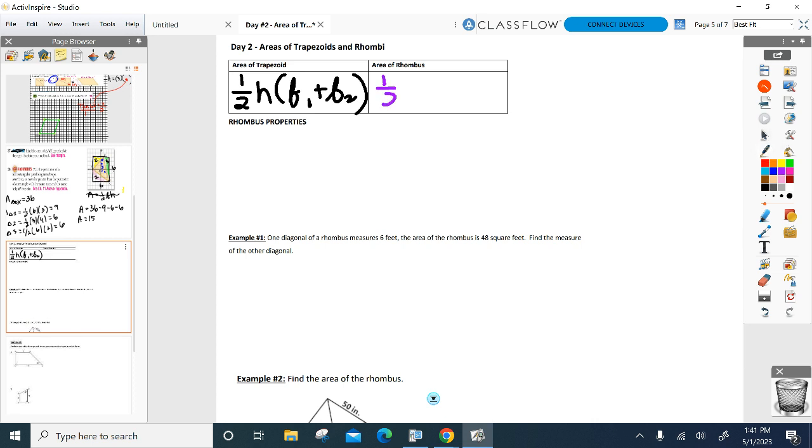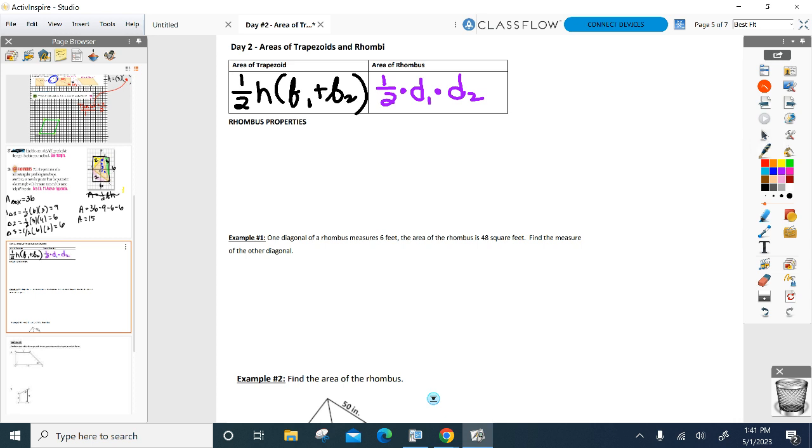1/2 diagonal 1 times diagonal 2. D1, D2. Remember, and I'll go over the property right now, diagonals are never congruent in a rhombus. That's a rectangle. So those two values I should not be having the same.